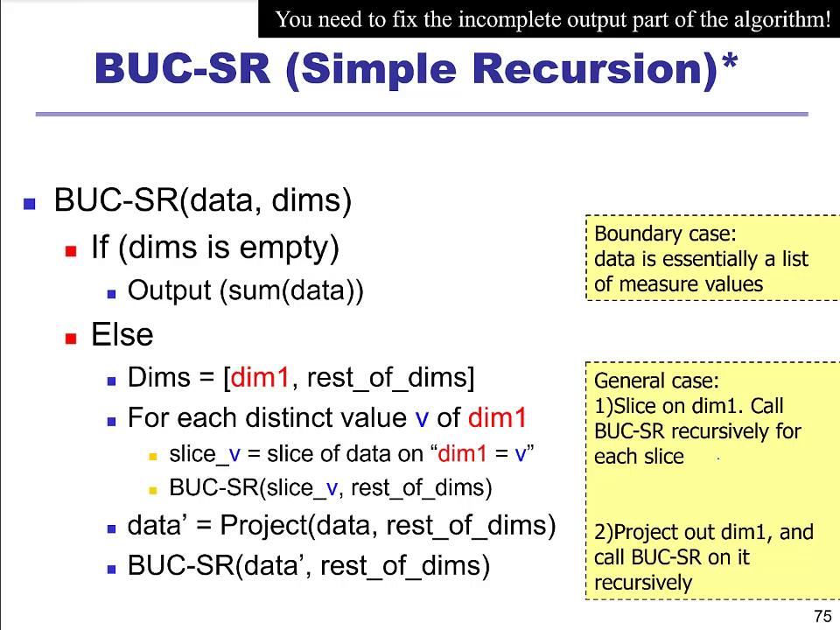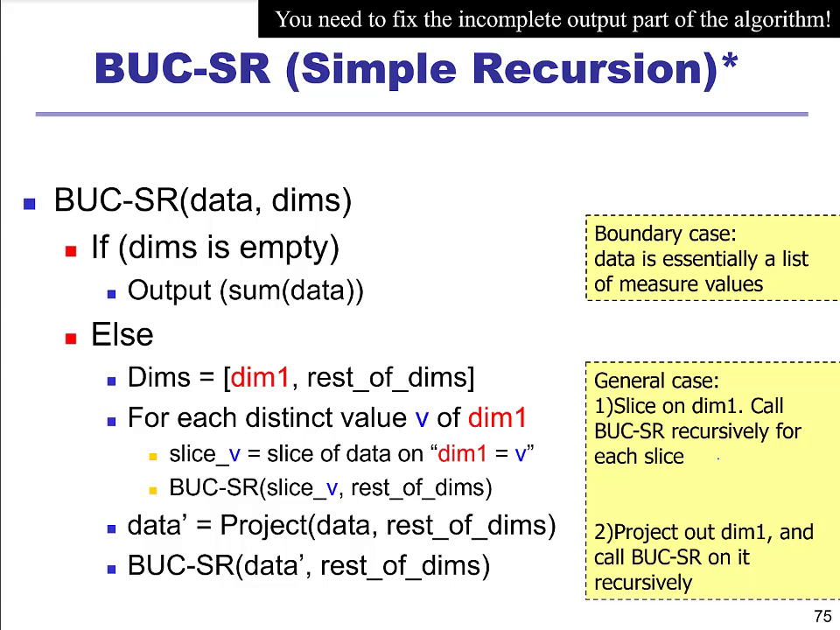So if we look at the pseudocode, it's something like this. Although there are some incomplete parts, for example, the output is incomplete. You need to fix this by yourself. Also, this BUC SR algorithm is what you need to implement in lab 2. Okay, in lab 2.